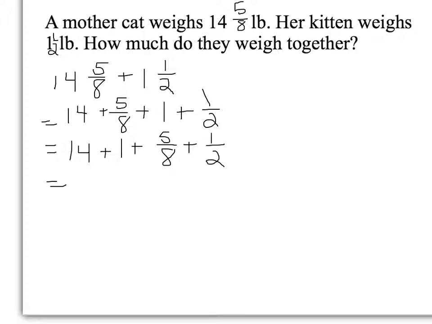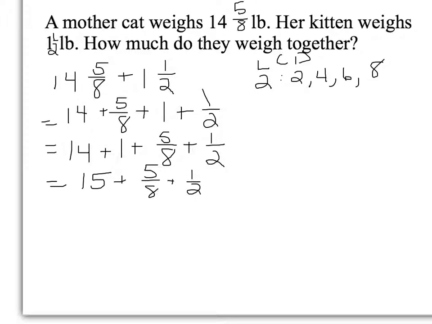Then we're going to simplify it. So 14 plus 1 is 15. And then we have 5/8 plus 1/2. Well, we know how to do this, so let's find our LCD, least common denominator, of 8 and 2. We have 2, 4, 6, 8, and I'm going to stop there. And then 8, and the first one is 8, and yay, we are done. Our least common denominator is 8.